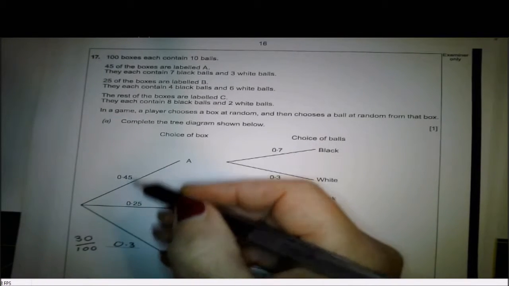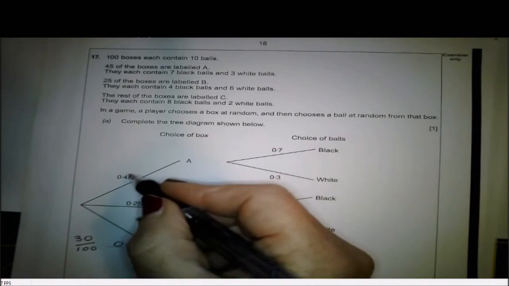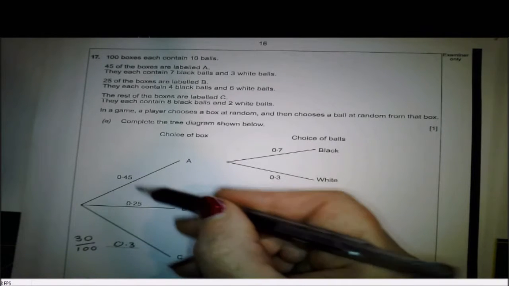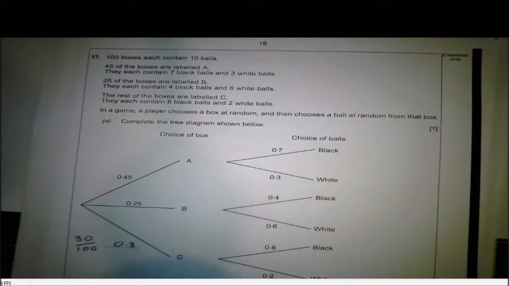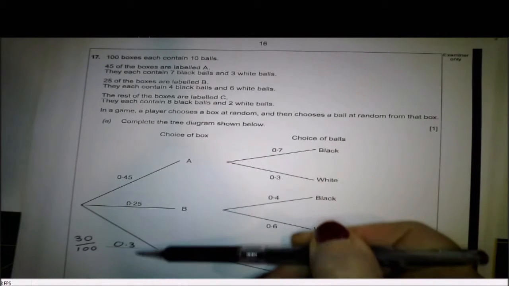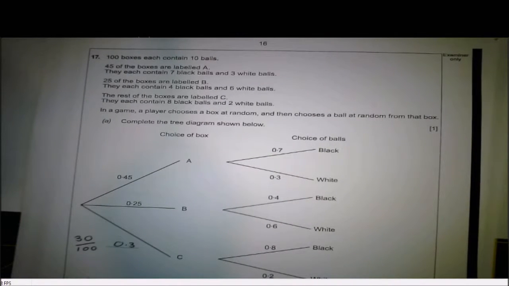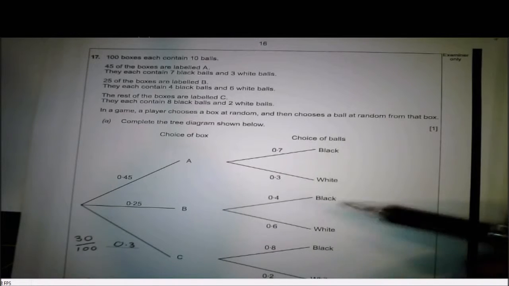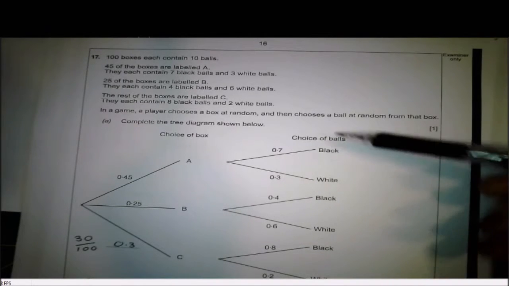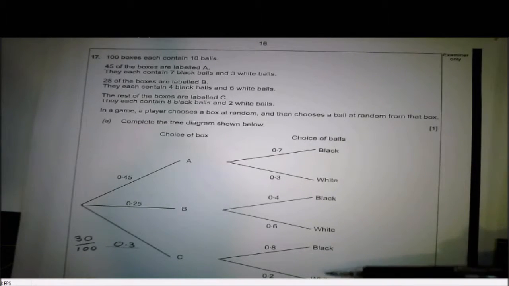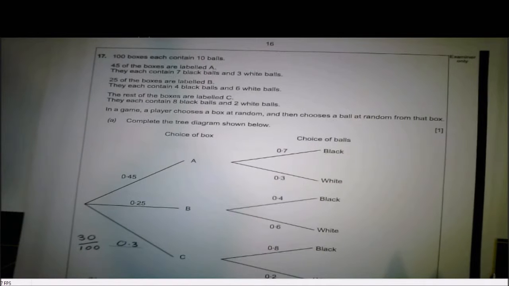The other way of calculating it would have been to add up these probabilities 0.45 and 0.25 and take them away from 1, because these probabilities on the tree diagram add up to 1. That has completed the tree diagram because it gives us the probability of choosing a black ball or a white ball from each of the boxes, depending on what they are.